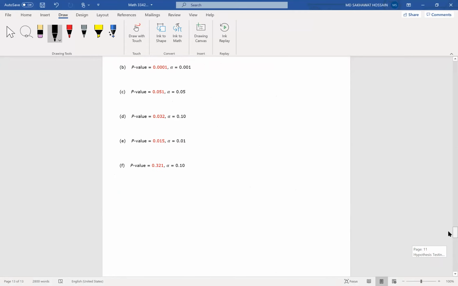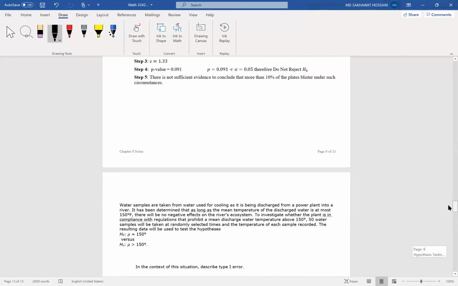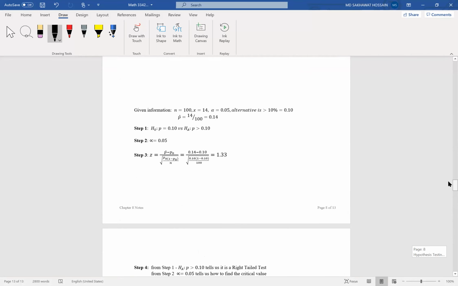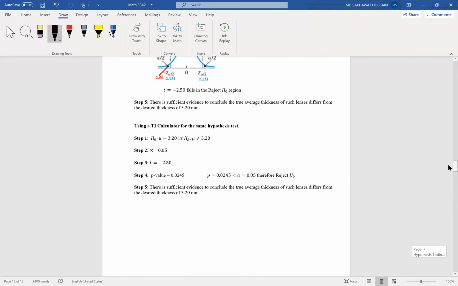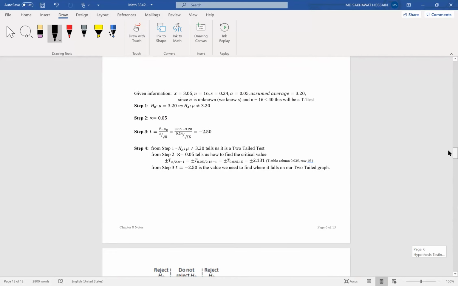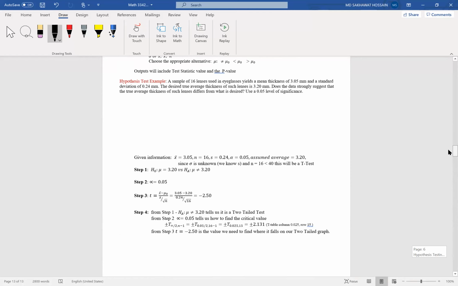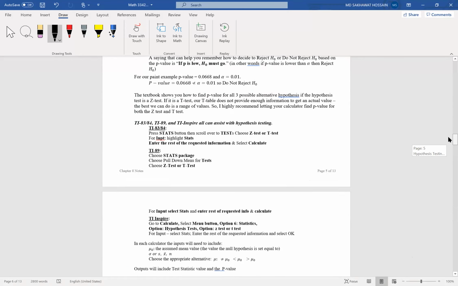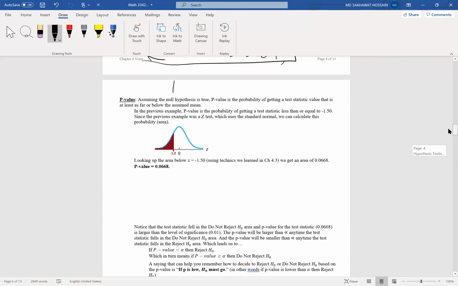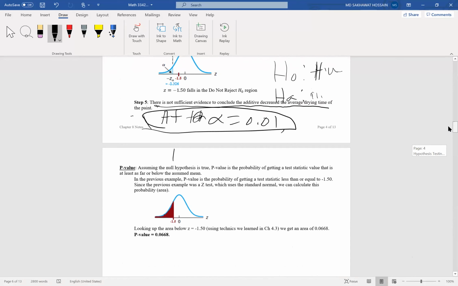So we are done with the theory from this chapter. Now we'll go over some examples and try to solve those problems, okay? So here is an example. A sample of... yes, so we went over up to this point.